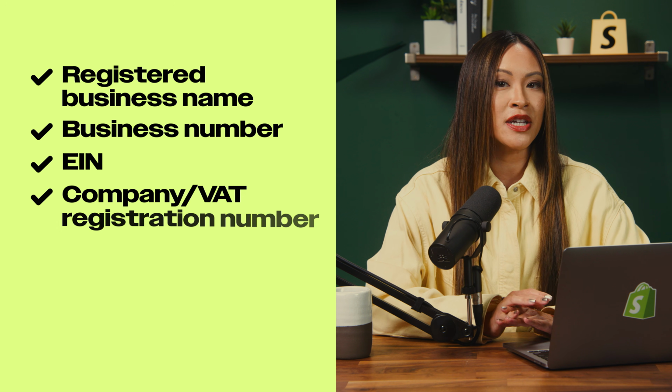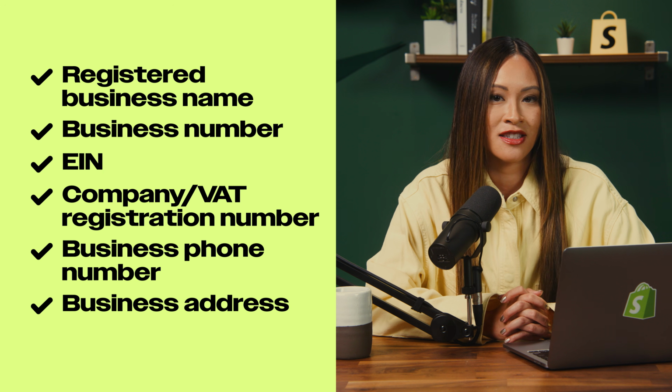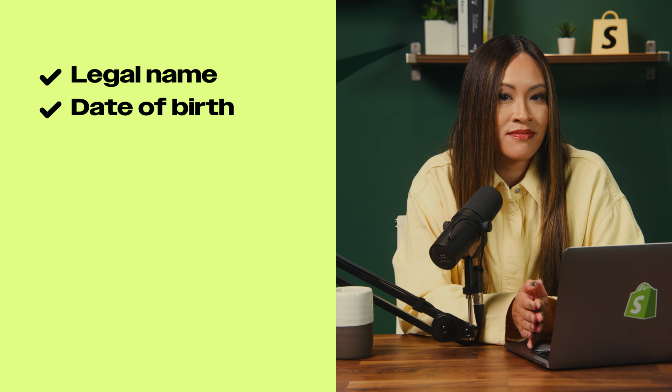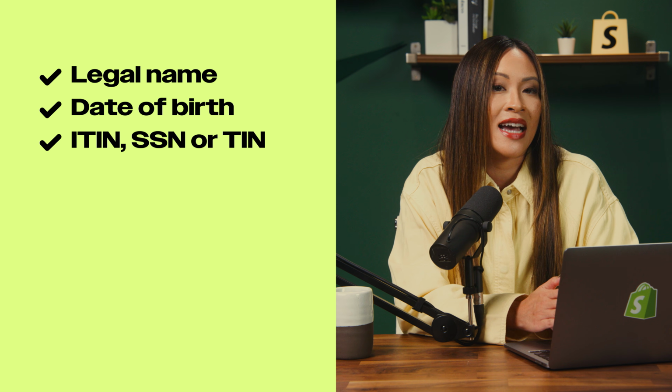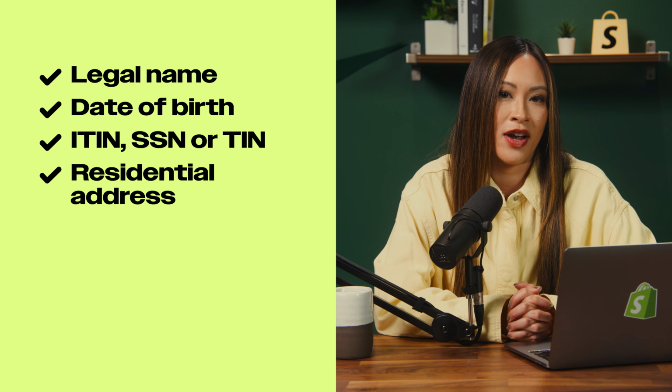To register as a business, you'll enter your registered business name, your business number, employer identification number, company or VAT registration number, business phone number, and business address. After that, you'll add an account representative. This is usually you, the owner, or whoever has signing authority. They'll need to enter their legal name, date of birth, individual tax number, like an ITIN, SSN, or TIN, and a residential address.